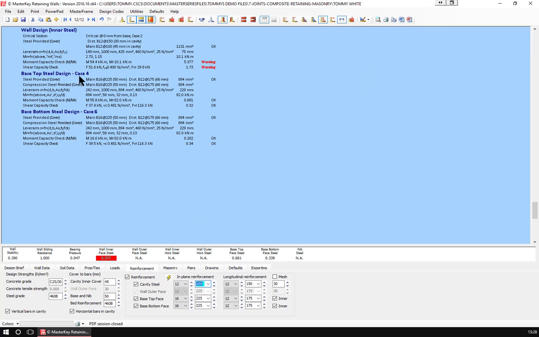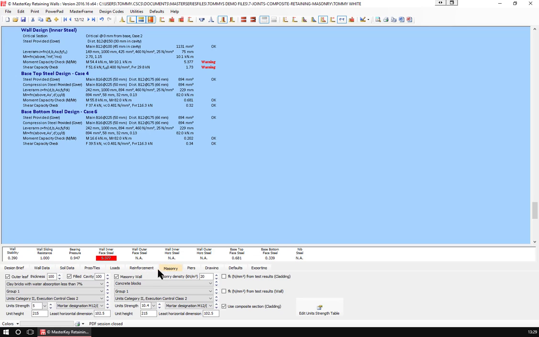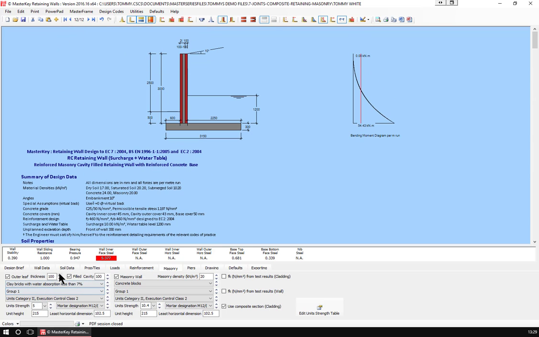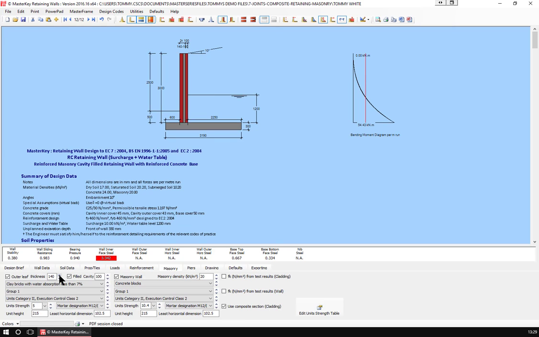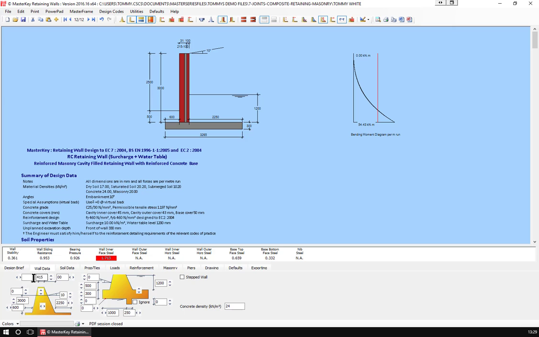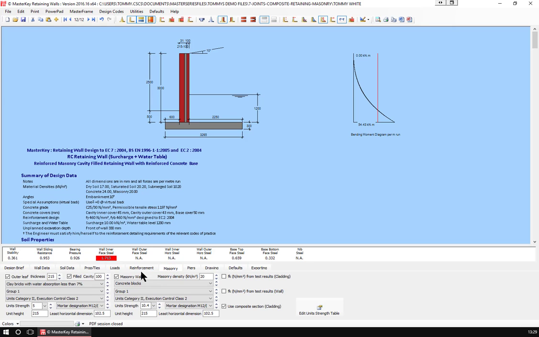So let's look, and we'll see we've got a moment and a shear problem. So clearly we need more resistance. So in this case we need more resistance by increasing the wall. And you'd think you would just come along, scroll up to the top and increase the outer leaf. And there we go. So 215 outer leaf. And that has automatically kept the cavity at 100, kept the inner leaf at 100, and it's just increased the overall width for you.